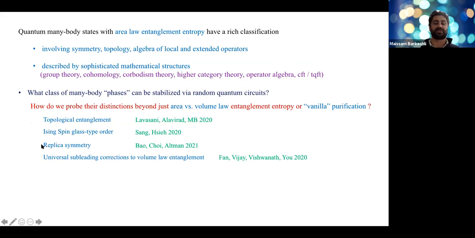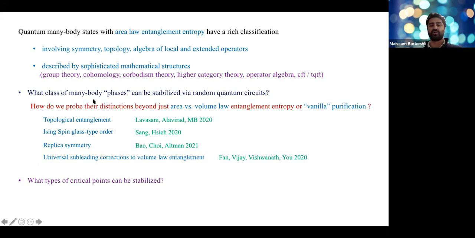There's interesting work by Ehud Altman's group where they noticed that you can think of the replica symmetry of the ensemble of circuits as part of the important symmetry specification of the circuits, which leads to different kinds of phases. And then these authors last year also found that you can have universal subleading corrections to volume law entanglement. But so far, I don't think anyone's shown that you can have different volume law phases which have different subleading corrections according to what was found in this paper, but I might be wrong.